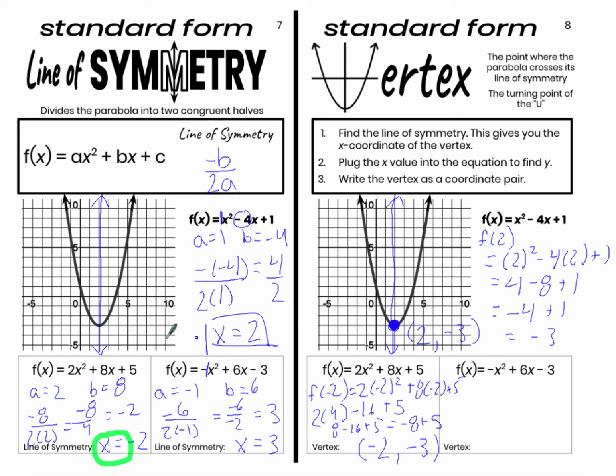Again, if I had not already done the work on this page, finding the vertex would be a two-step process. I would first find opposite of b over 2a. That would give me the x value. And then I plug that x value into the function rule. Here, I found that the line of symmetry is x equals 3. So to find the y value, I just need to find f of 3, or evaluate the function for x equals 3. Order of operations: square, and then multiply by negative 1. My y value of my vertex is positive 6.